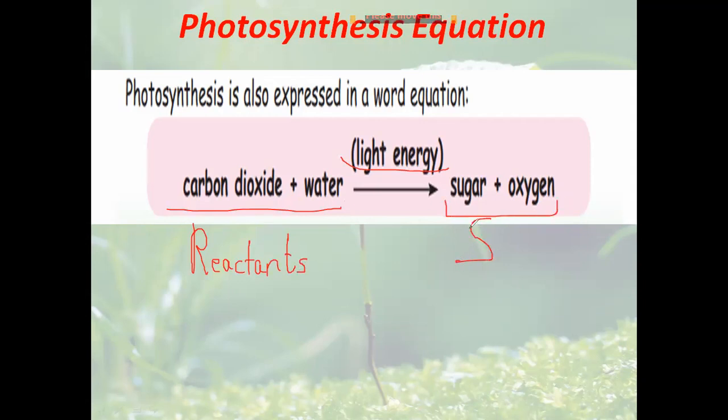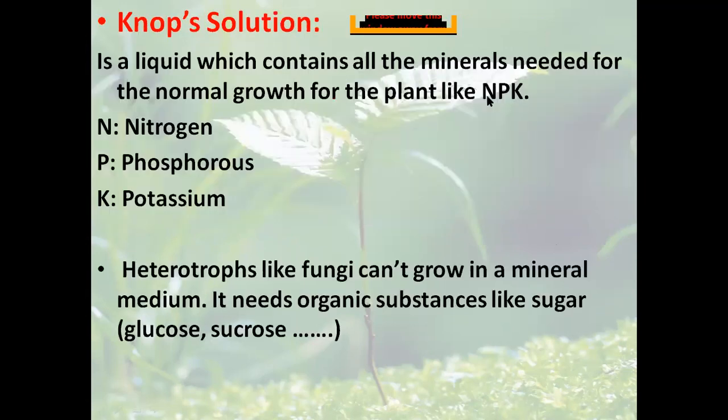If you write this reaction without adding light energy here over the arrow, this means that the equation is wrong. So light energy is important. If you didn't put the light energy, it means that your equation or your answer is incorrect.